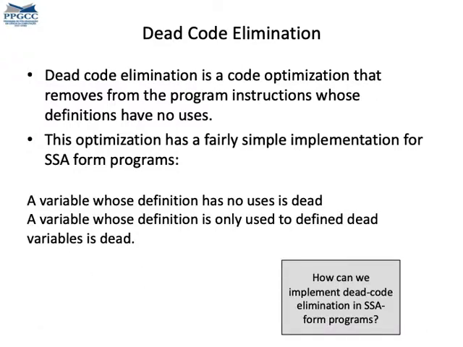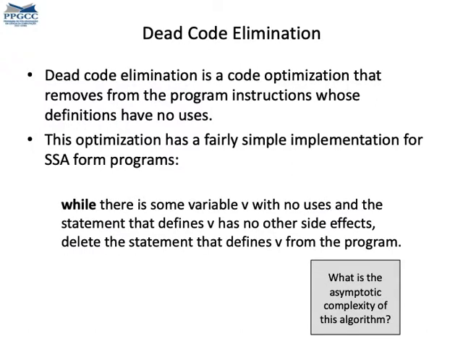So here's a definition of dead variables. Either the variable has no uses, or its uses are only to define other dead variables. That's a declarative definition that uses recursion. And how can we use SSA to simplify this analysis? Basically, we can iterate this algorithm: while there is some variable with no use in the program, remove its definition.